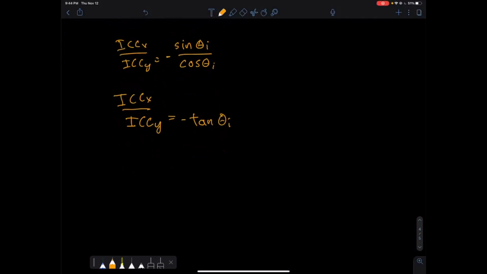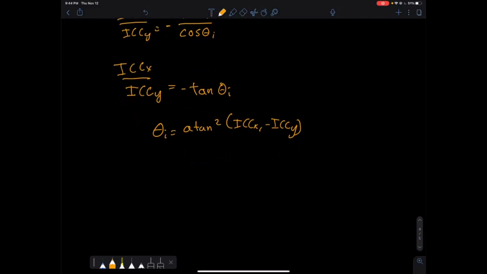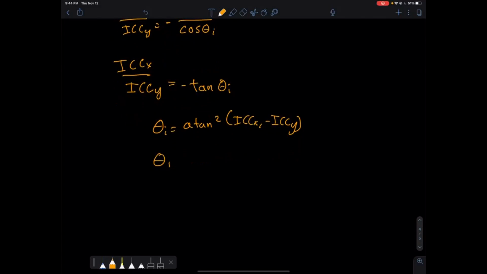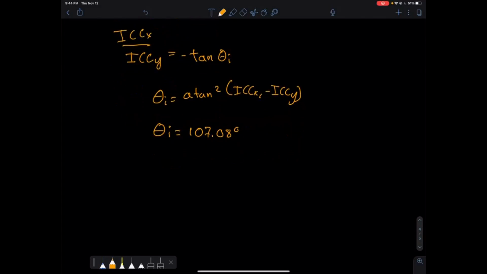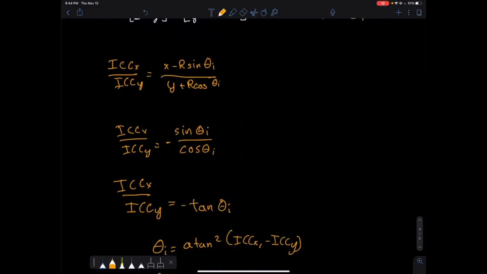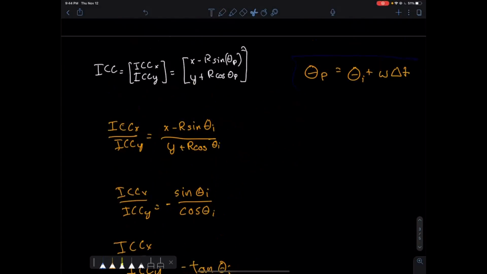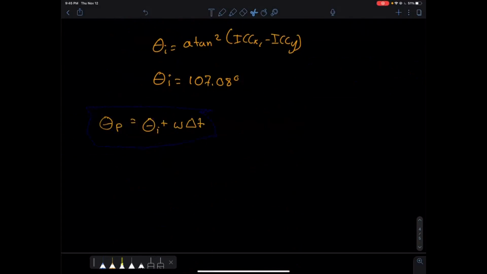Then solving for theta initial, you can use atan2. So you just do theta initial equals atan2 of ICC X, negative ICC Y. And you get that theta initial is going to be equal to basically 107.08 degrees. Then we can use our final calculation, which is this formula right about here. We grab this and put this down here. All right.